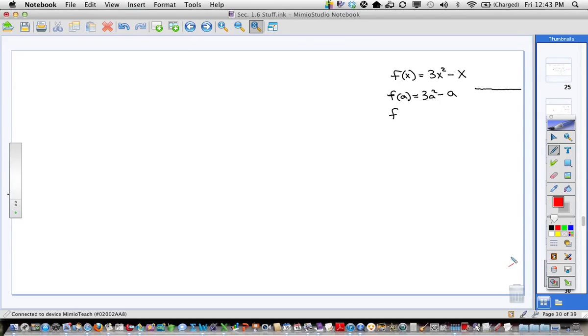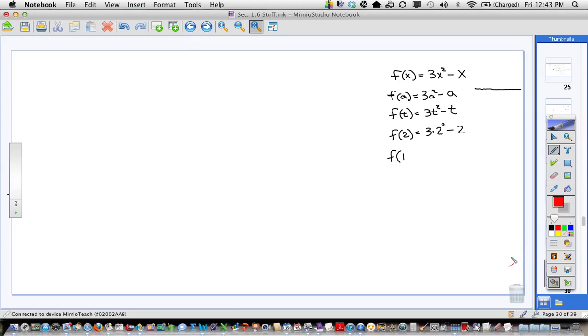And what's f of t? 3t squared minus t. And what's f of 2? 3 times 2 squared. Right? I mean, this just means take a 2 and put it in where the x is, put a t in where the x is.